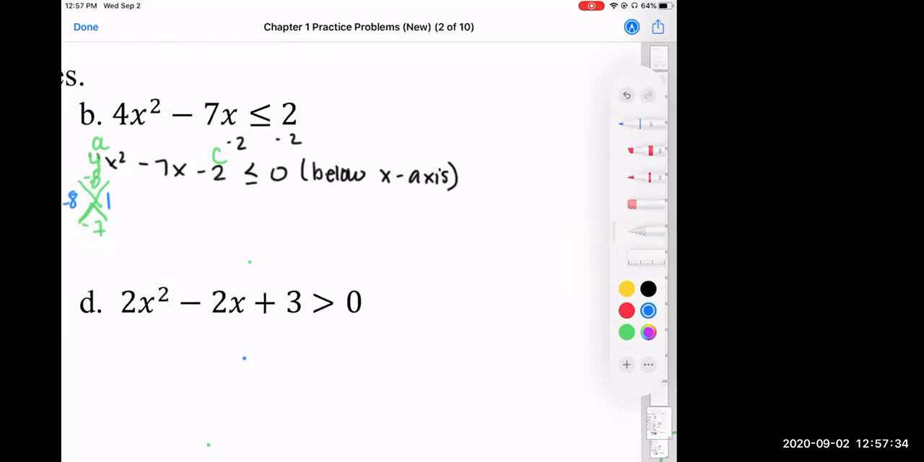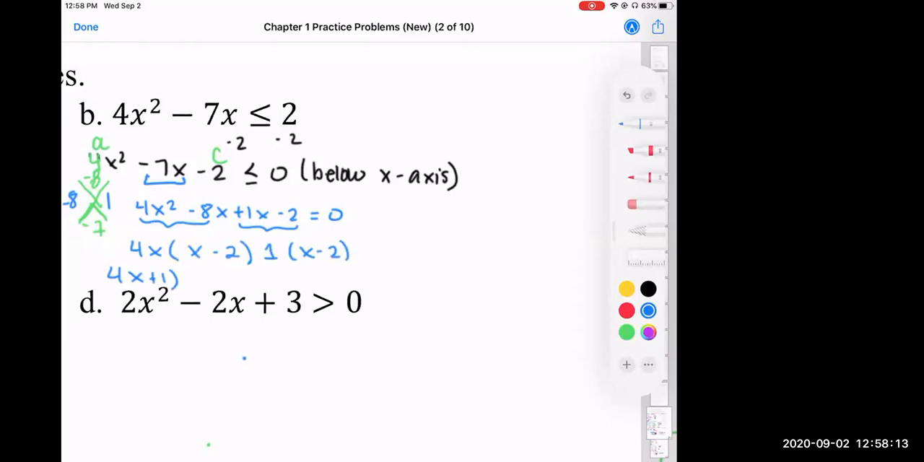Because we have that AC form, I need to replace that middle term with a negative 8x and a 1x. So that's 4x squared minus 8x plus 1x minus 2 is equal to 0. All right, we proceed by factoring by grouping. I group my first two and my last two. I can factor out a common factor in the first two, and that's 4x, so I have 4x times x minus 2. I can factor out a 1 from the last two, so I'm left with x minus 2. So this factors to be 4x plus 1 times x minus 2.